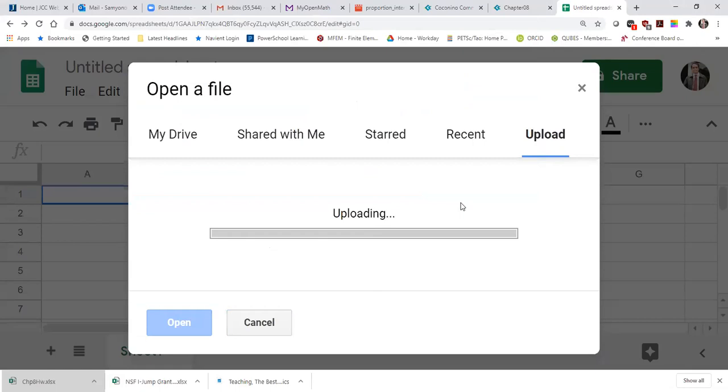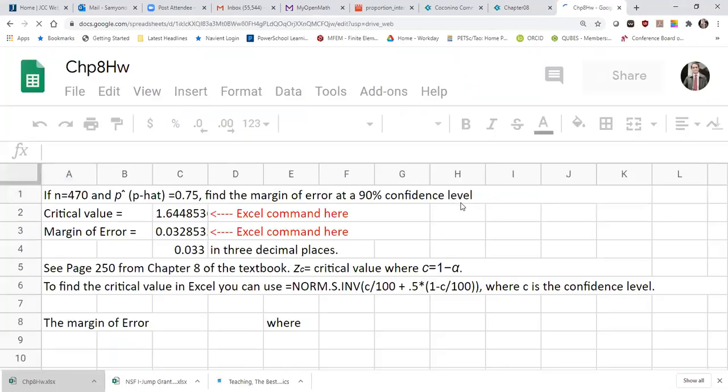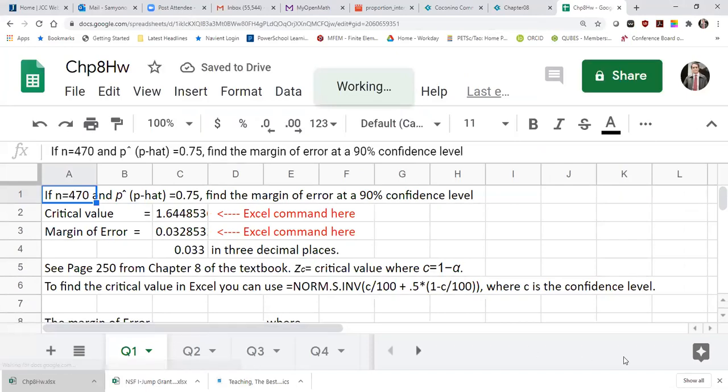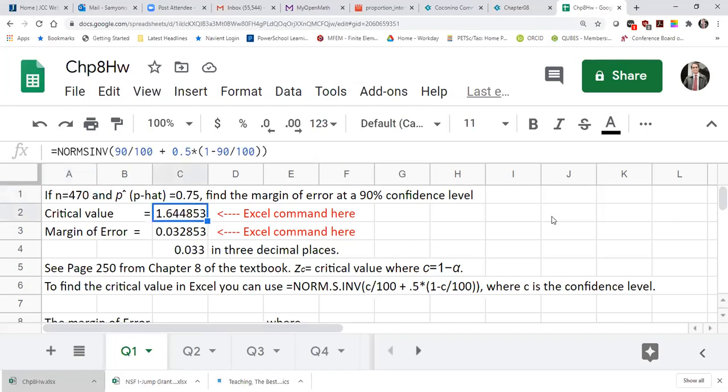Okay, so I opened the MyOpenMath in Google Spreadsheet. Okay, you can see it now. So you can go to start number one, right? Okay. So number one is looking for what is the critical value. So for this one, if you have 90%, you need to change this one to 90. Okay. This one and this one.